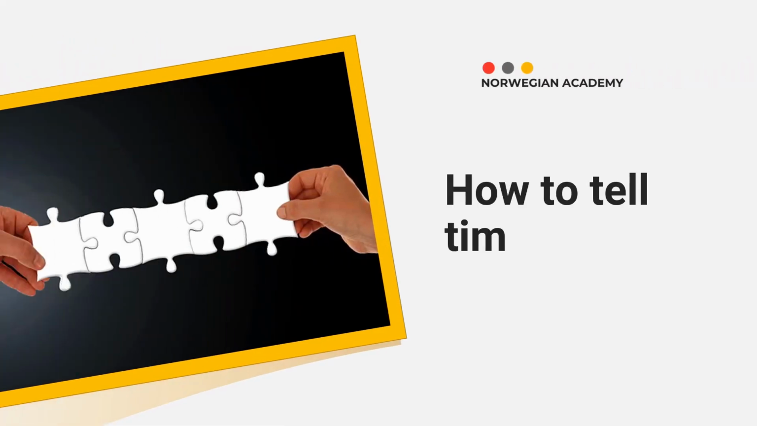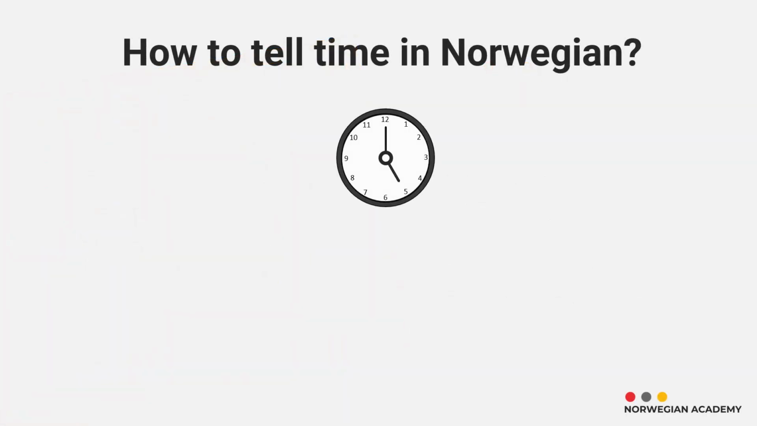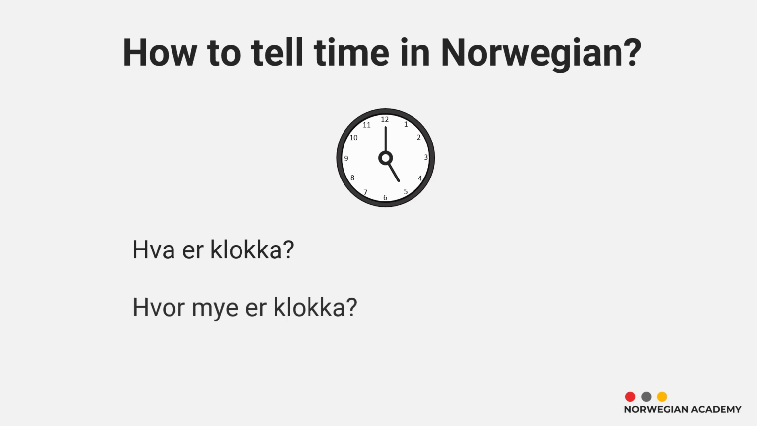Hi, in this lesson, we're going to talk about how to tell time in Norwegian. To ask time in Norwegian, we say Hva klokka? or Hvor mye klokka? What is the time? The answer would be Klokka 5. It is 5 o'clock, or Den 5. It is 5.